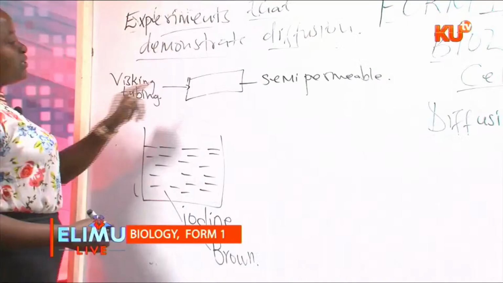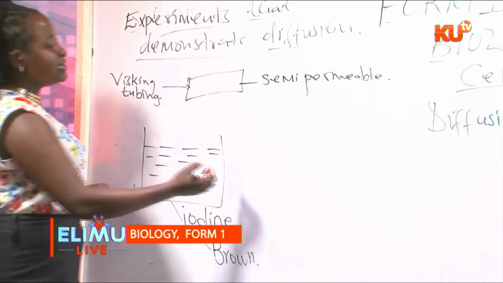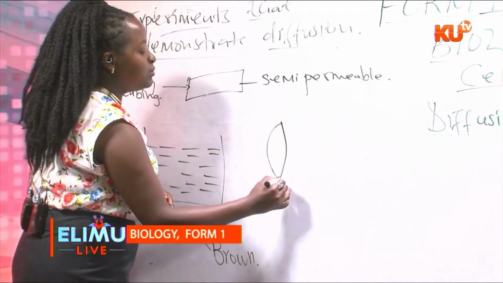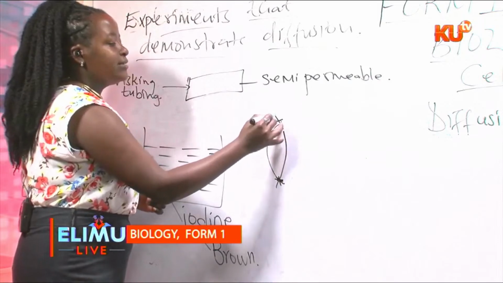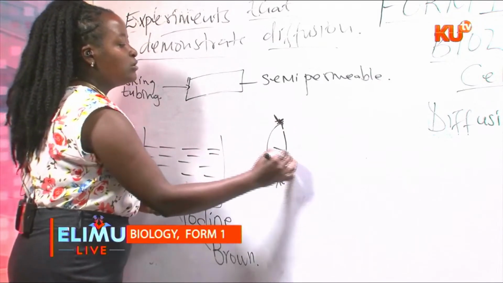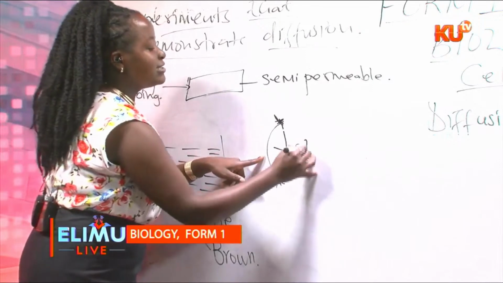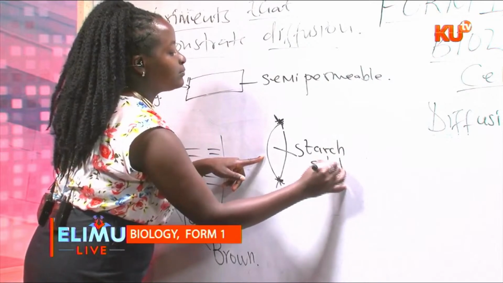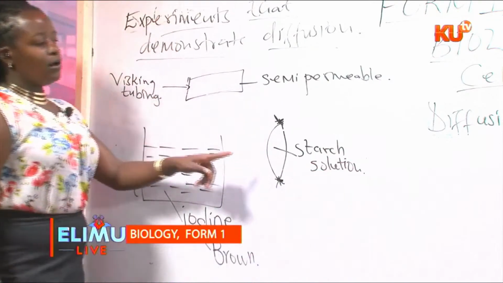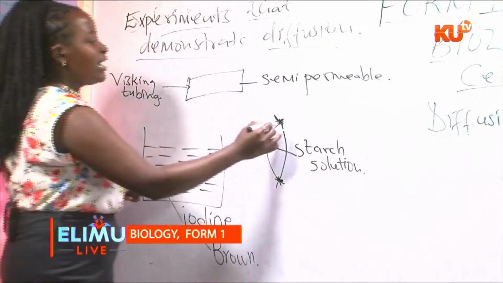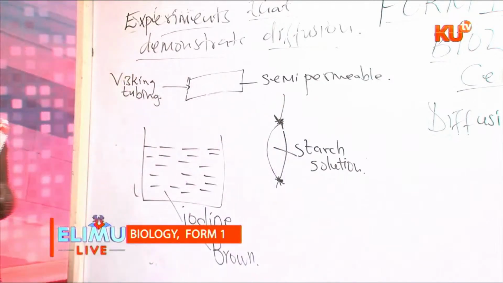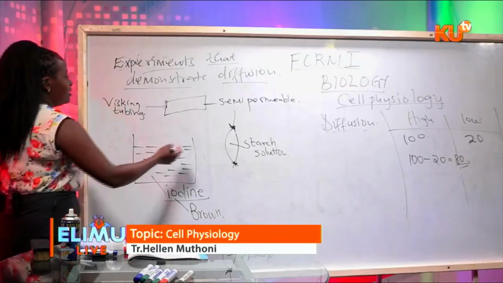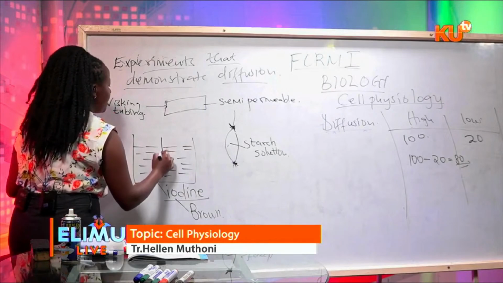This starch will be kept in the Viskin tubing. So this is starch. It will be kept in the Viskin tubing, and the Viskin tubing will be closed at both ends to ensure there is no leakage. So what is inside here is the starch solution. A string will be tied on one side, and this starch solution will be lowered in the iodine.